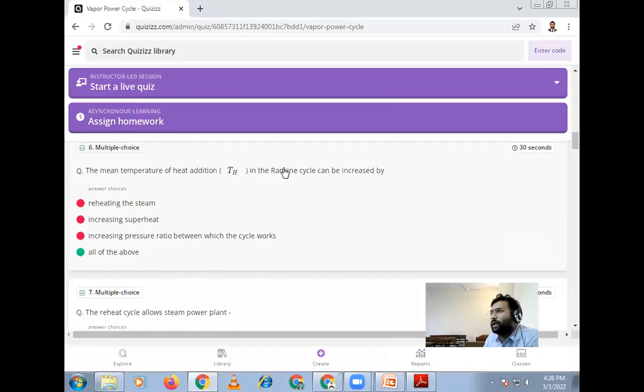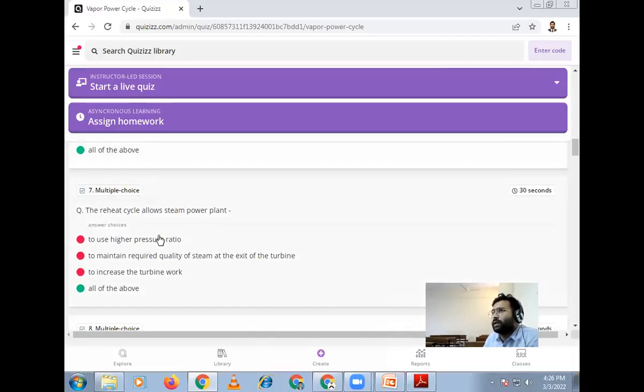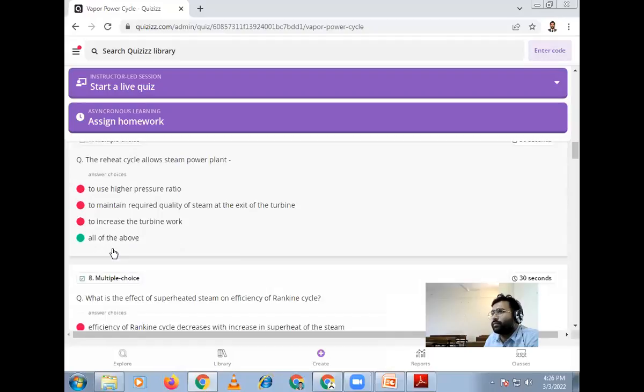The mean temperature of heat addition of the Rankine cycle can be increased by reheating the steam, correct, increasing the superheat, correct, increasing the pressure ratio between which the cycle works. Increasing the pressure ratio means you are increasing the boiler pressure or you are reducing the condenser pressure. The reheat cycle allows steam power plant to use higher pressure ratio to maintain required quantity of steam at the exit of turbine, that means dryness fraction, to increase the turbine work. So all of these are correct.